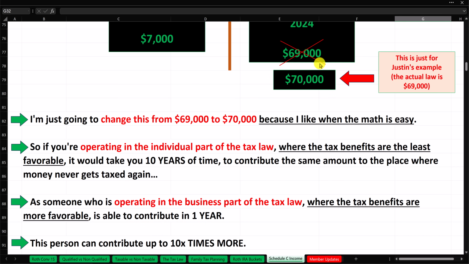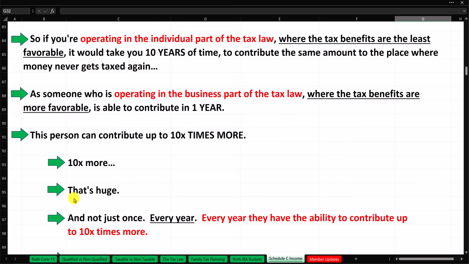This person over here can contribute up to 10 times more than over here. 10 times more. That's huge. And not just once. Every year.